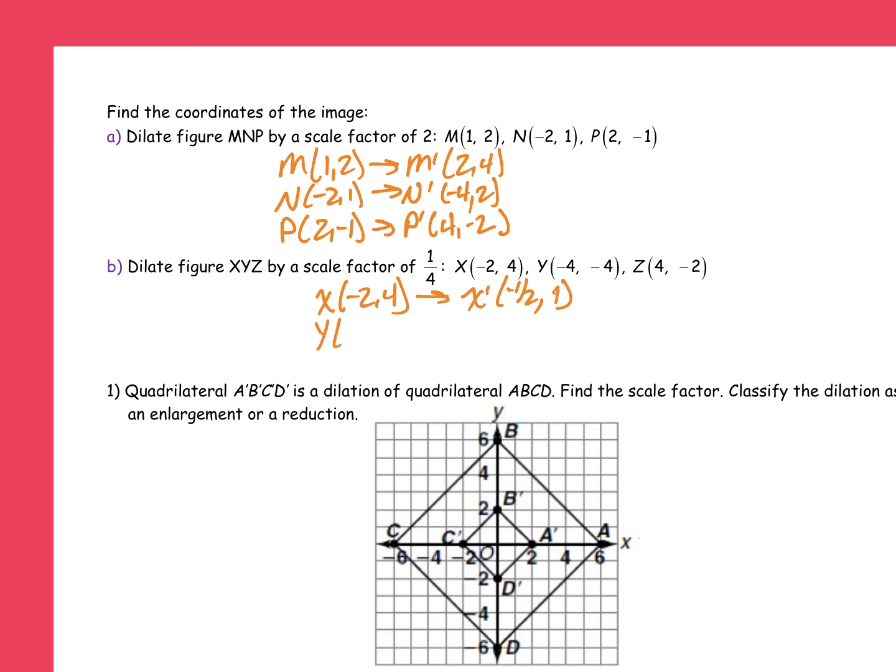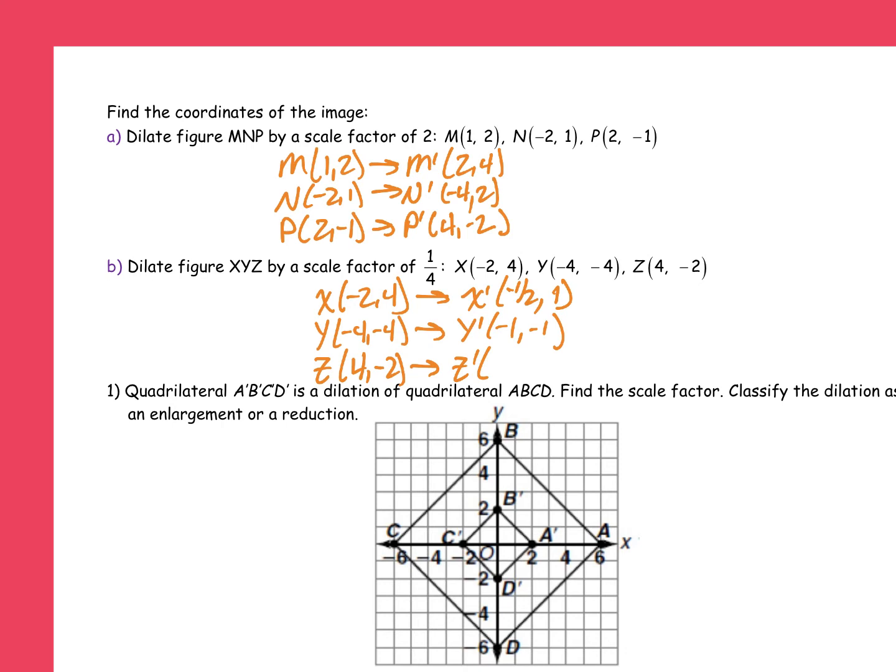Sorry, that's not a question for you guys. Why it's -4 and -4. So Y prime becomes what? -1, -1. Beautiful. And I didn't really leave myself enough room for Z, but we're going to squeeze it in here.